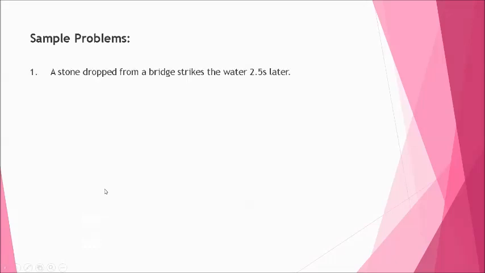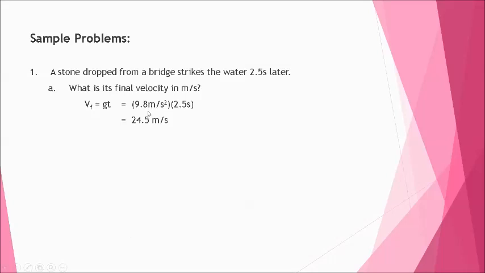Number one, a stone dropped from a bridge strikes the water 2.5 seconds later. What is its final velocity in meters per second? So with that, our working equation is V sub F is equal to GT. Ito galing sa V sub F minus V sub I equals GT. But why is there no V sub I? Because the stone was dropped. Simply dropped. Sa horizontal, it's the same as starting from rest.